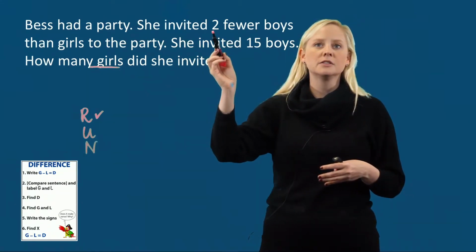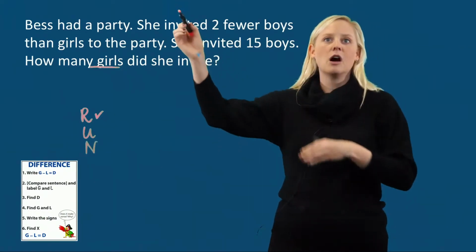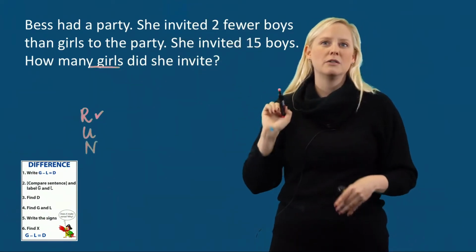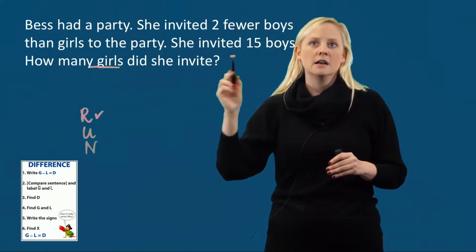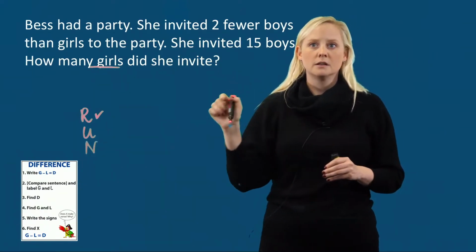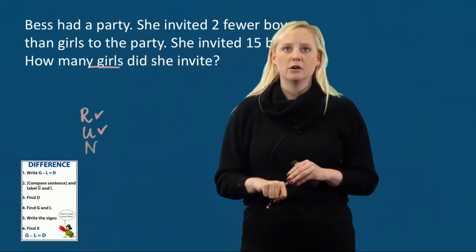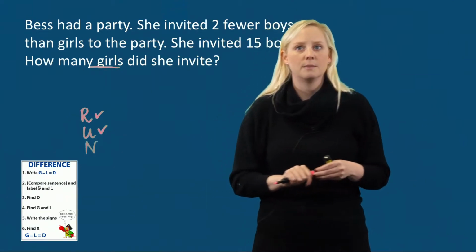Our first number is 2, and that talks about boys. We need boys, because if we crossed out 2, we would only have 1 number, okay? And then the 15, we also need boys here. So we don't have any irrelevant information in this problem because we need boys and girls. They're talking about the boys and girls at the party.